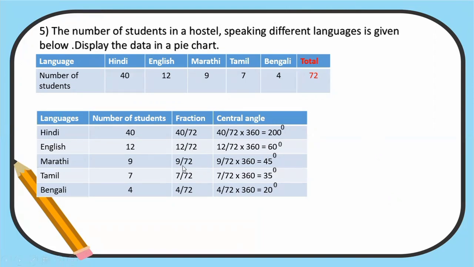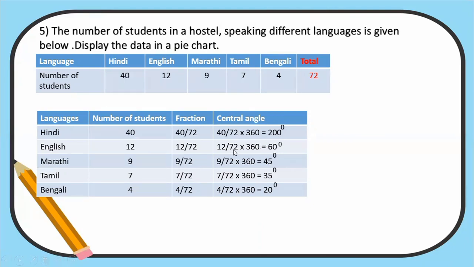Then 9 are speaking Marathi, so 9 divided by 72. 7 are speaking Tamil, 7 divided by 72. 4 are speaking Bengali, 4 divided by 72. Then the central angle. The total angle at the center of a circle is 360 degrees. So 40 divided by 72 into 360. We can simplify this. We will get 200 degrees.